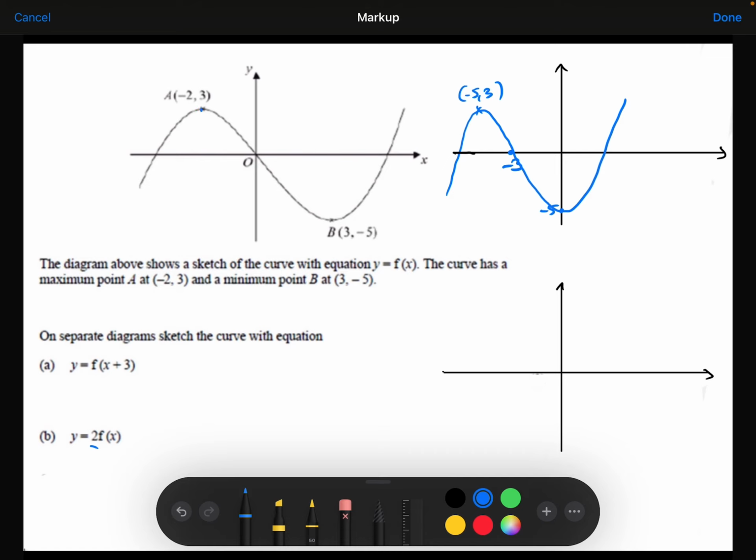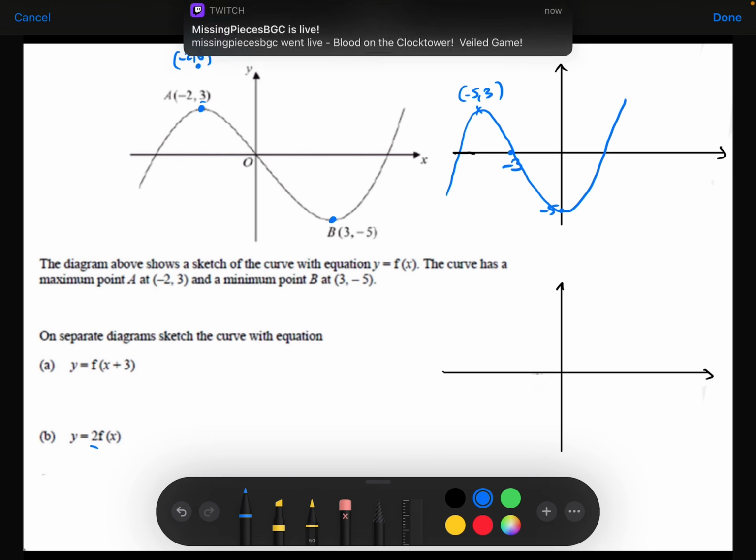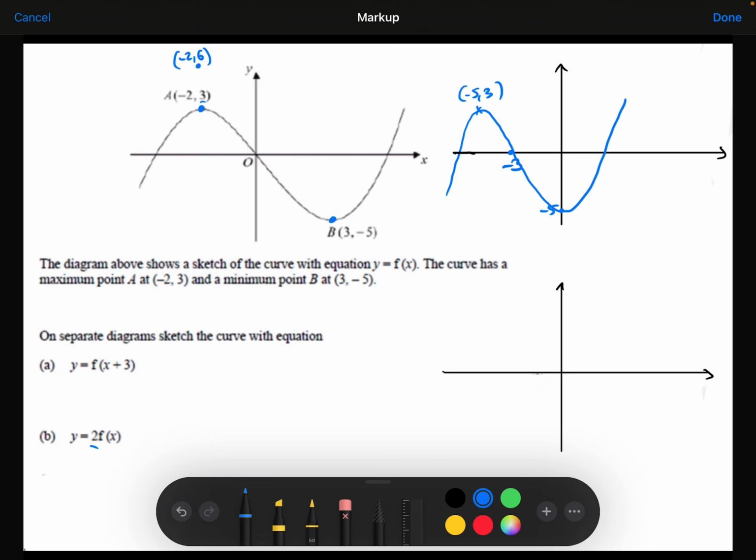So point A, the y coordinate there will now become 6 because of 2 times 3. The x coordinate will stay as minus 2. The B coordinate, well, the x coordinate will stay as 3. And the y coordinate will become minus 10 because of 2 times minus 5.